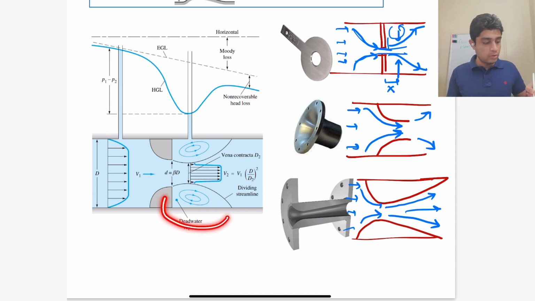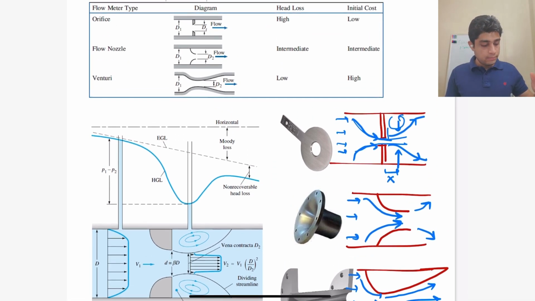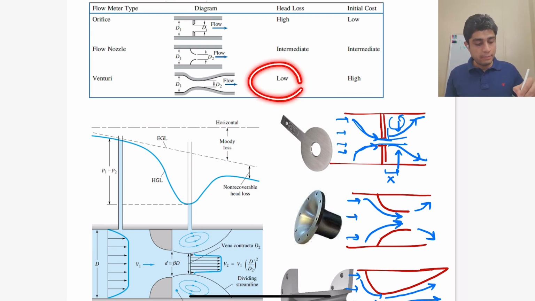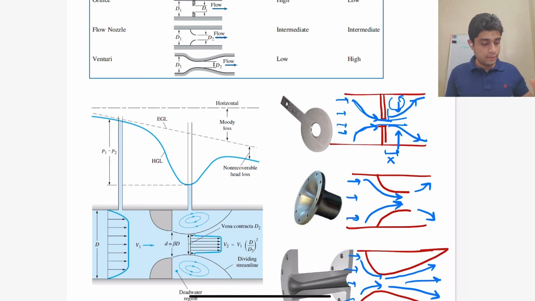In a Venturi nozzle, we also don't have any dead water region, so the minor losses are really very small compared to an orifice meter or a flow nozzle. But the disadvantage of a Venturi meter is that its initial cost is very high, because it is a sophisticated design compared to the orifice or a flow nozzle. The main advantage is that the losses are really low. So there is a trade-off here, and depending on what you are looking for, you might need to make a proper decision.